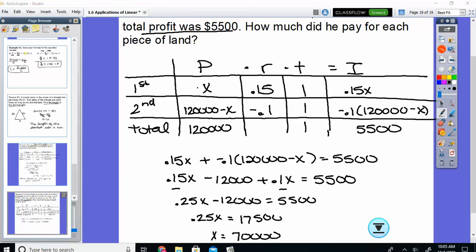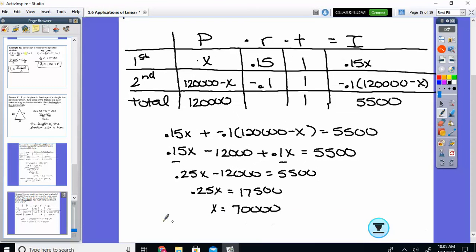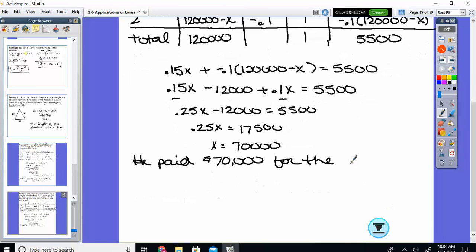So the question was, how much did you pay for each piece? So he paid $70,000 for the first. And the second, 120,000 minus 70,000 is 50,000.